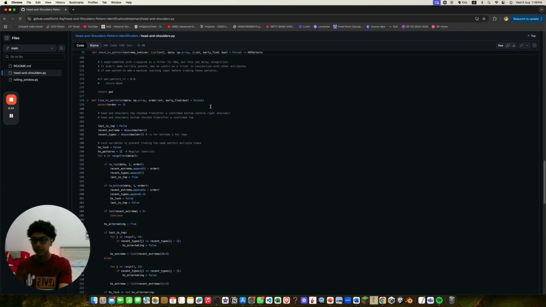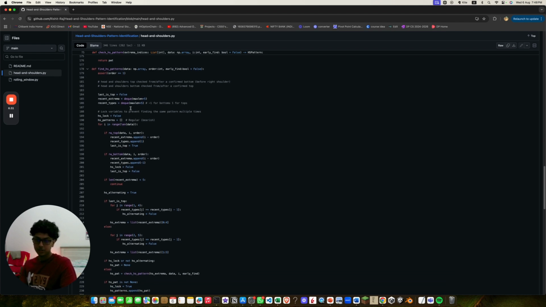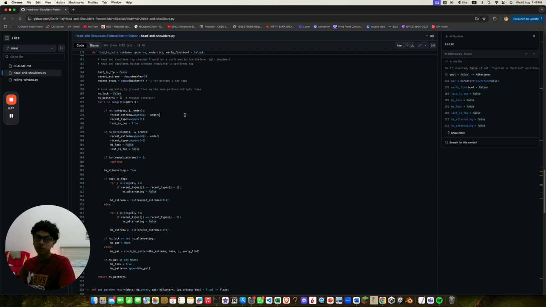So I've set this in default to false because, yeah, sure, you'll get more identifications, but they're more likely to be wrong. But if you keep this as false, then the pattern has to be confirmed for it to be flagged in this program. So what this basically does, let me go through the code. These are just initializations. We'll get to why they're important, right? So the hslock is just a variable which makes sure that we don't repeat the same. So if we don't find the same pattern twice, it's just an arbitrary true or false Boolean to make sure we don't count the same thing twice.